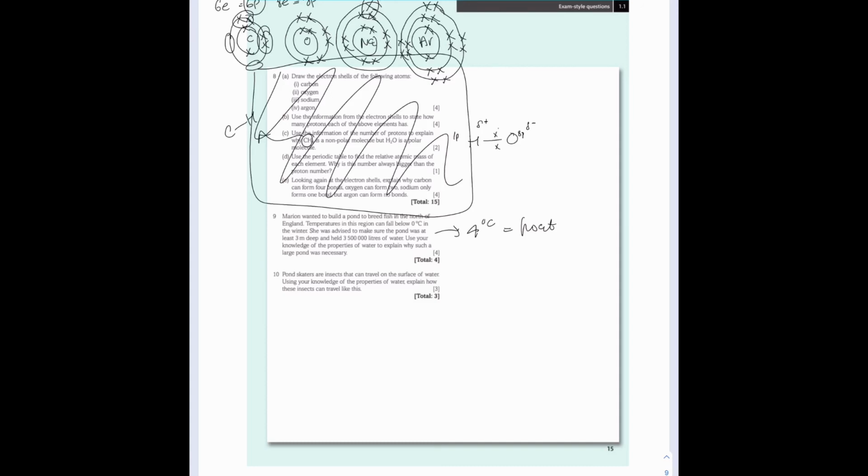And moving on, finally, pond skaters are insects that can travel on the surface of water. Using your knowledge of the properties of water, explain how these insects can travel like this.